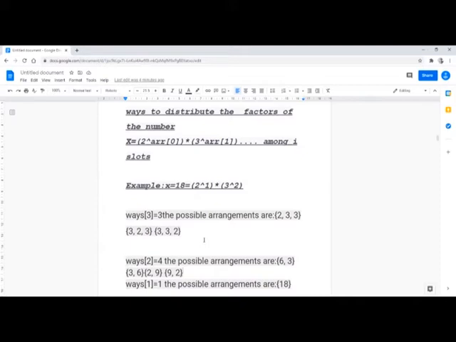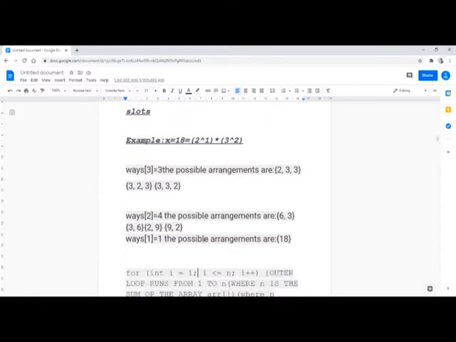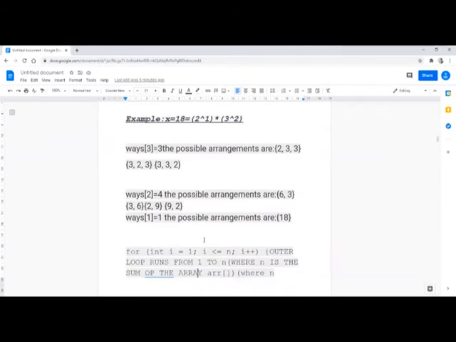So this shows us there are only 3 ways to store the factors of x which can be filled in among 3 slots. Base of 2 is equal to 4. The possible arrangements are 6, 3; 3, 6; 2, 9; 9, 2. There are only 4 possible arrangements where the factors can be filled in 2 slots. And base of 1 is equal to 1. The possible arrangement is 18, where 18 is the only arrangement which is a factor of 18.